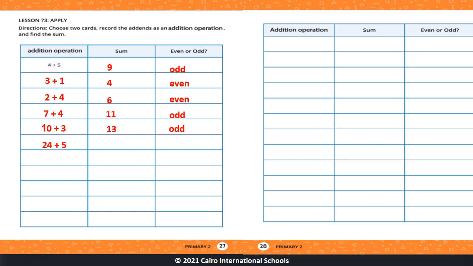24 plus 5. Big number in my mind, small number on my fingers. After 24: 25, 26, 27, 28, 29. 29, look at the ones digit in 29. 9 is odd, so the whole number will be odd. You can complete the rest of the questions by yourself. They are very easy and you can do it.